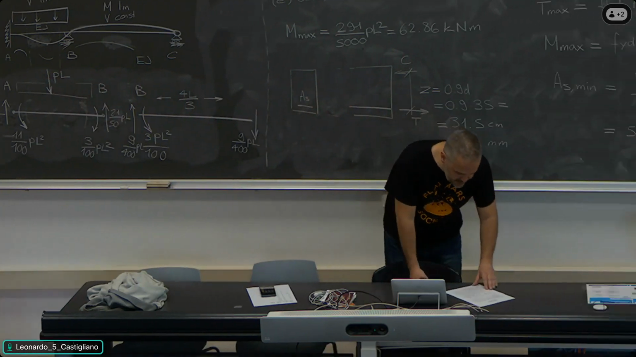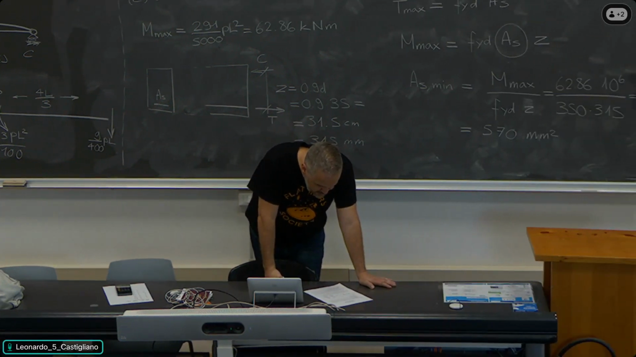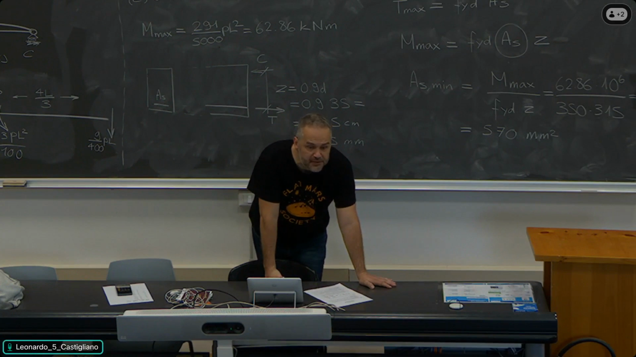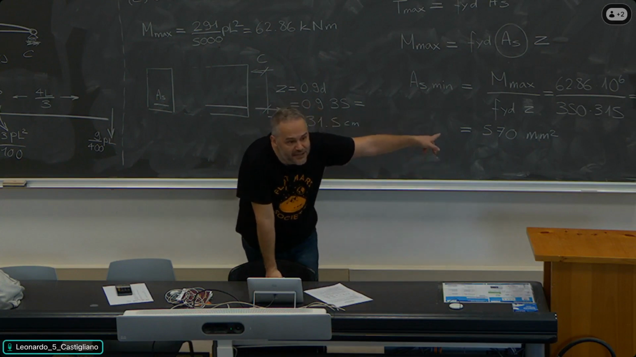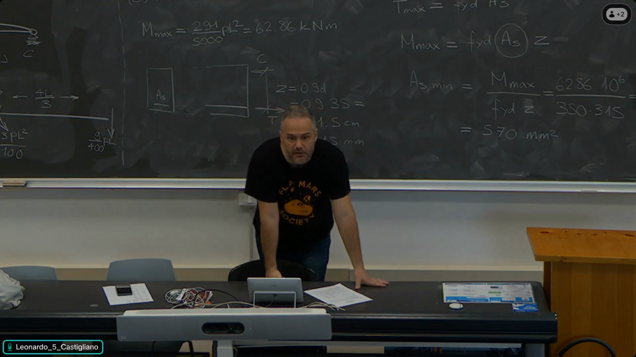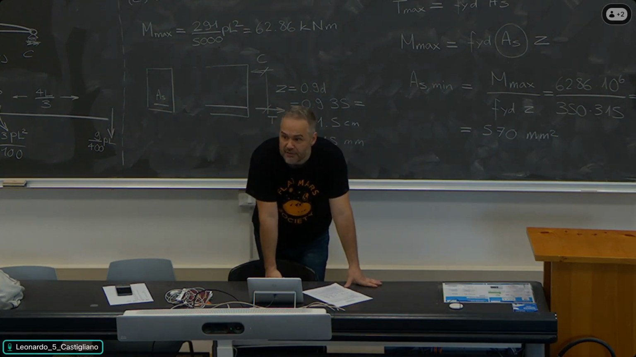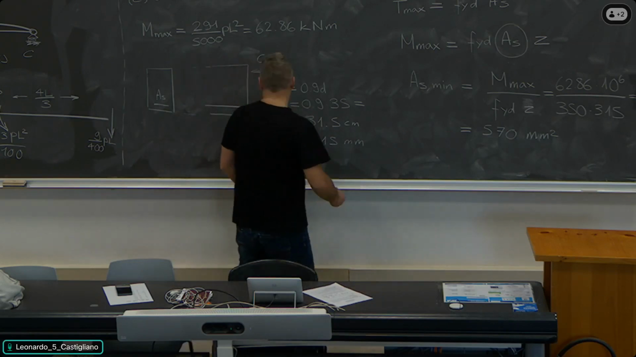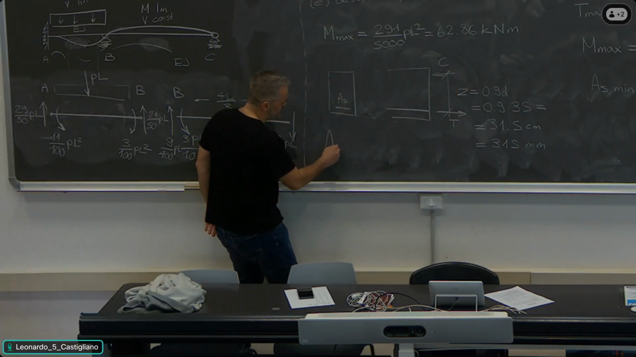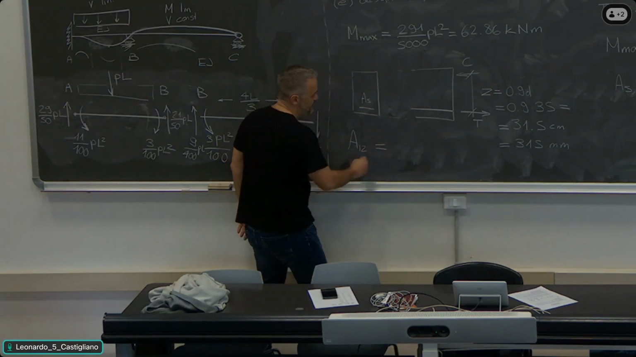Now the design assignment read: design the longitudinal reinforcement assuming 12 millimeter diameter rebars. So the answer here should be a number of rebars, not just the theoretical minimum area. I want a number of rebars. So what do I have to do? I have to divide this number by the area of one single 12 millimeter rebar.